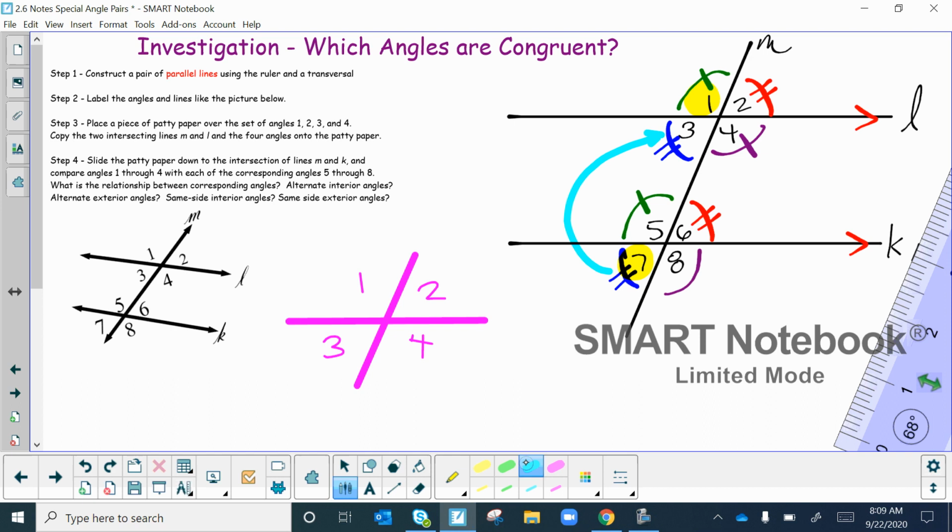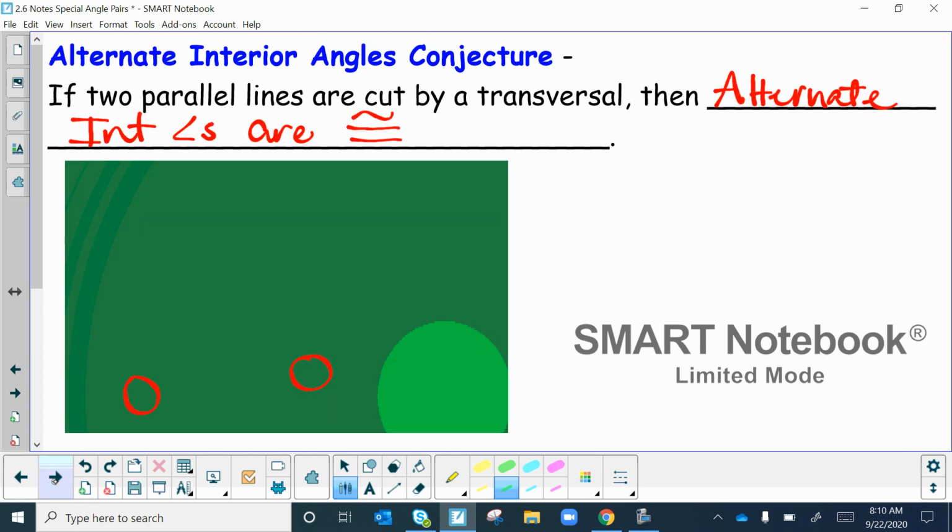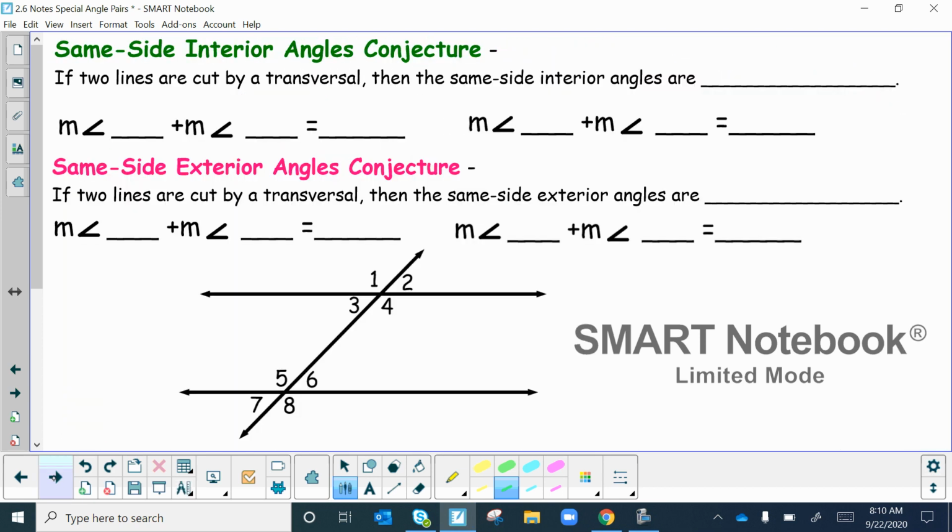What about same side interior? That would be like 4 and 6. Those are clearly not the same. But again, 4 is the same as 2. And so how are 2 and 4 related? Those are another linear pair. So those linear pairs add up to 180. So when you look at same side interior and same side exterior angles, then those are going to be supplementary.